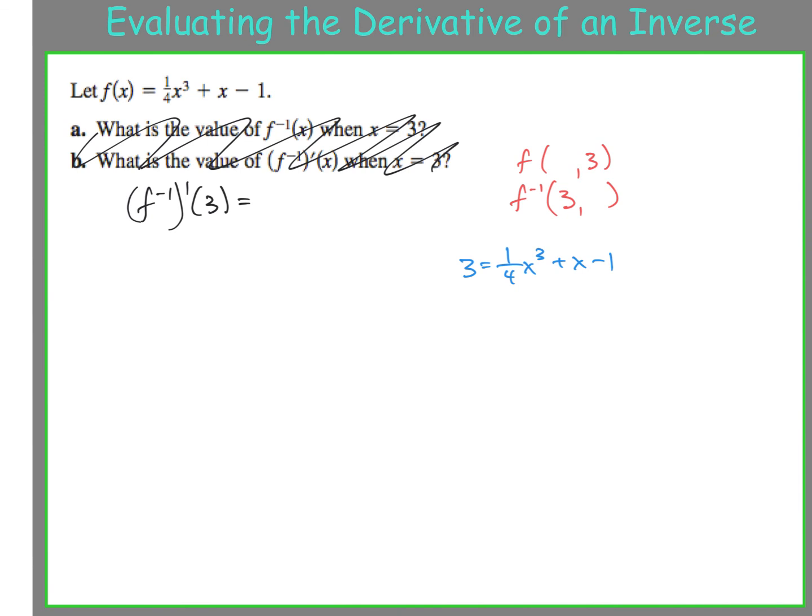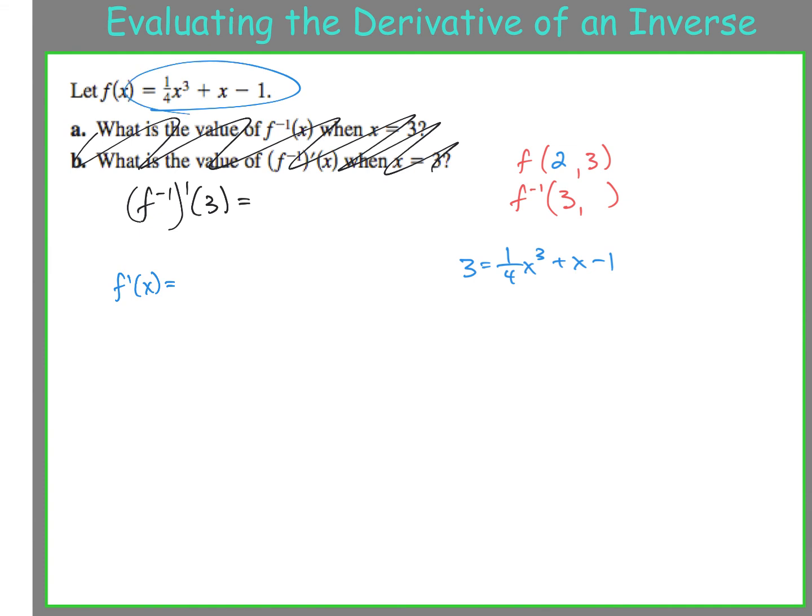So let's try 2. So 2 cubed would be what? 8. 8 divided by 4 is 2. 2 plus 2 is 4. 4 minus 1 is 3. That's awesome. So I get an x value of 2. And so what I want to find is f prime. And what would f prime be?